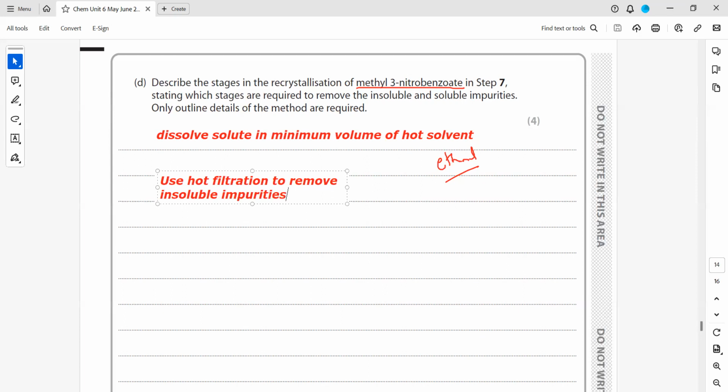So by using this hot solvent, hot filtration means we can warm the filter funnel, like a glass filter funnel is used, and that is warmed. The main purpose of a hot filtration is so the soluble substance remains dissolved and the insoluble substance is left on the filter paper.